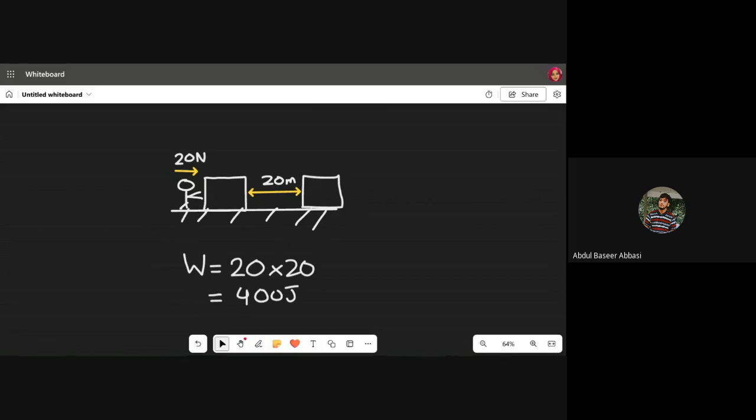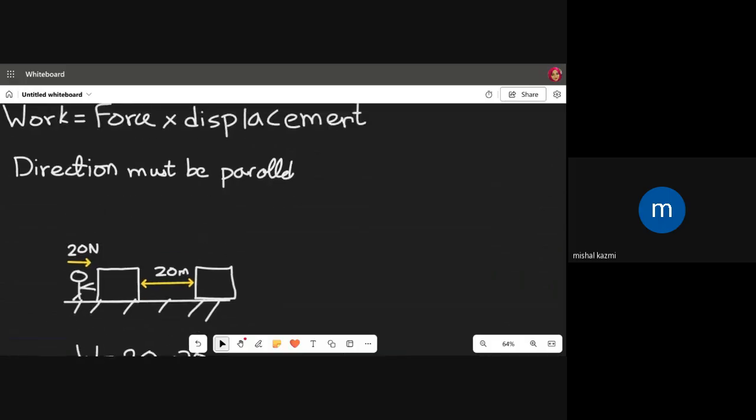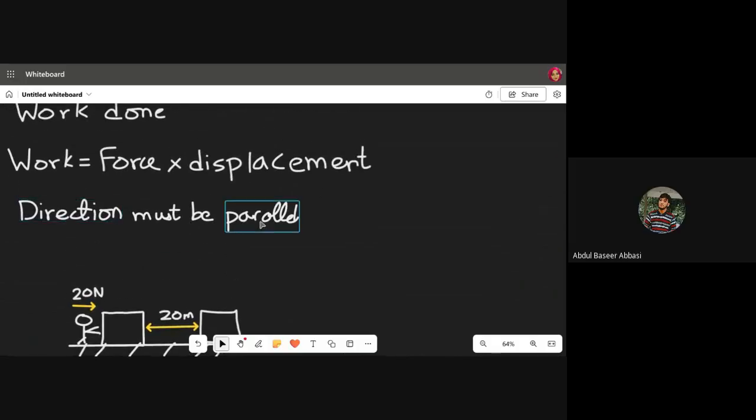Now there are some different cases where we have to work things out in order to find the work done by the object, especially when it is on an inclined plane, or the force is acting at a different angle. Like I told you, the direction must be parallel. Now, why did I say this?